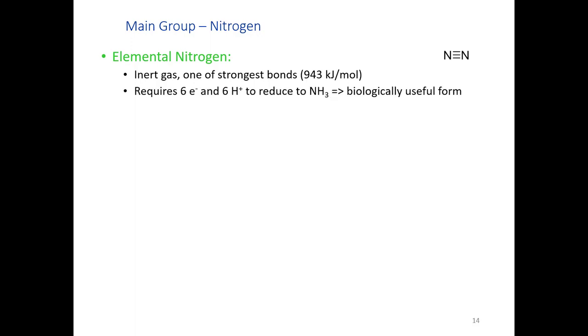In order to be used in biological systems for things like DNA, proteins, etc., nitrogen gas needs to first be reduced to ammonia, a reaction that requires the transfer of 6 electrons and 6 protons. This is a kinetically challenging reaction to carry out, and even with catalysts, it requires a large input of energy. We will see how nature reduces nitrogen gas in the final section of the course.